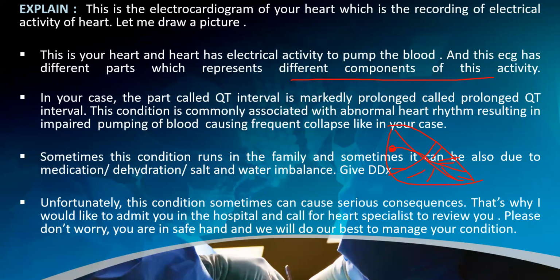This condition is commonly associated with abnormal heart rhythm, resulting in impaired pumping of blood, causing frequent collapse like in your case. When your heart cannot pump enough blood, your brain doesn't get blood supply and you lose your consciousness. And that exactly happened these three times when you lost your consciousness. Are you understanding me now? Yes, doctor. Always try to ask this kind of question. Do you understand me? Do you want me to repeat it? Okay, so always involve your patient. And then you can give your differential diagnosis exactly same like before.